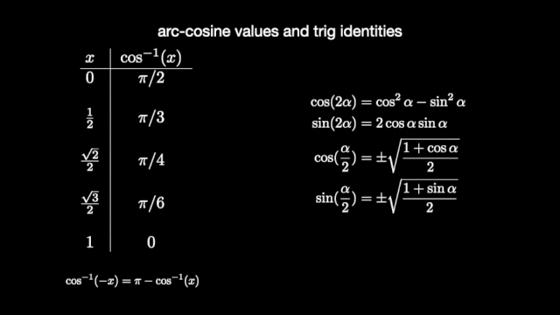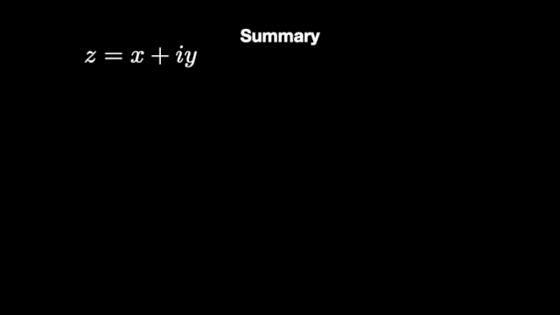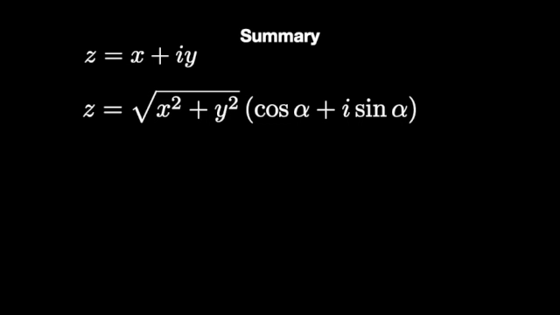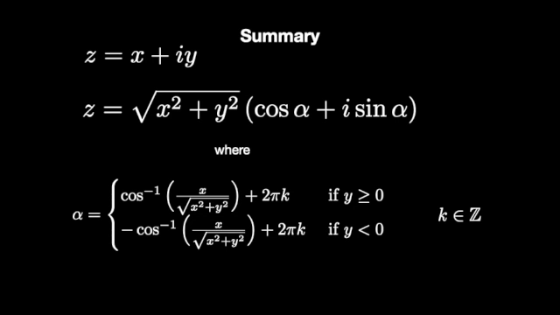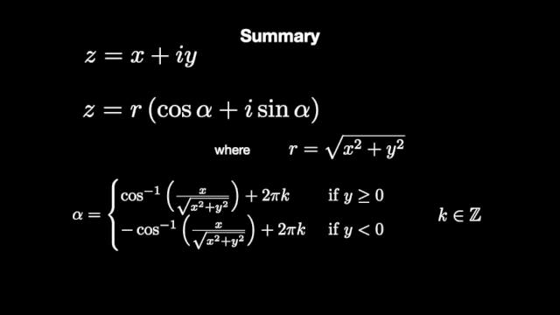Here I have listed some values of the arc-cosine function and some trig identities that might be useful for computing with complex numbers. In summary, a complex number in rectangular coordinates is equal to the square root of x squared plus y squared times cosine of alpha plus i times sine of alpha, where alpha is either the arc-cosine or the negative arc-cosine of x over the square root of x squared plus y squared, plus a multiple of 2 pi. If we let r equal the square root of x squared plus y squared, then we can write z equals r times e raised to the i times alpha.